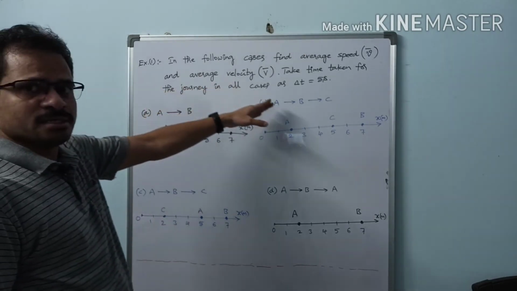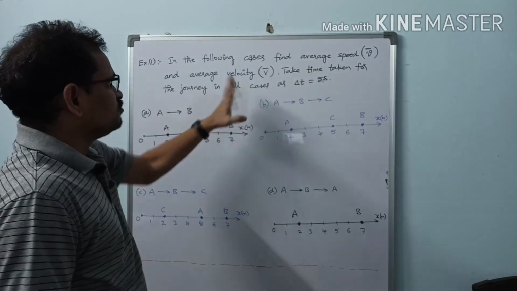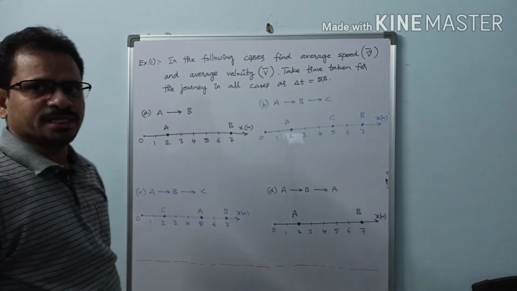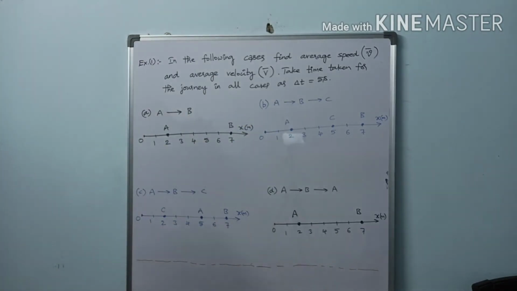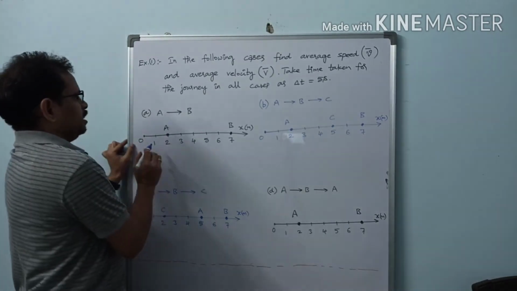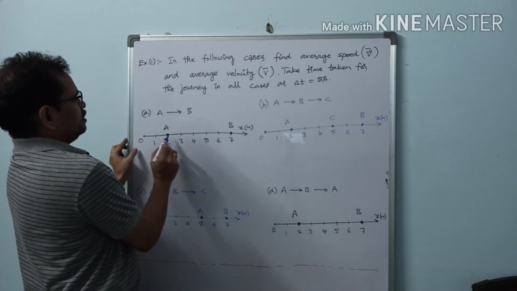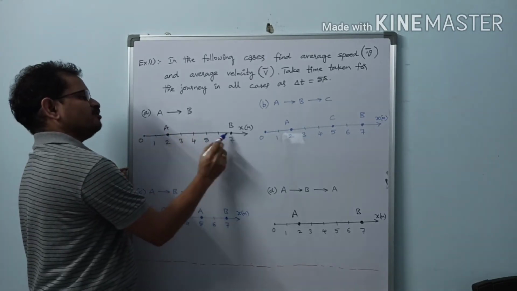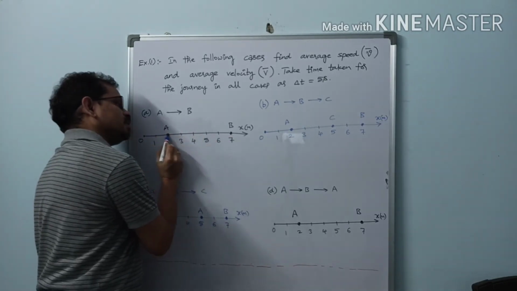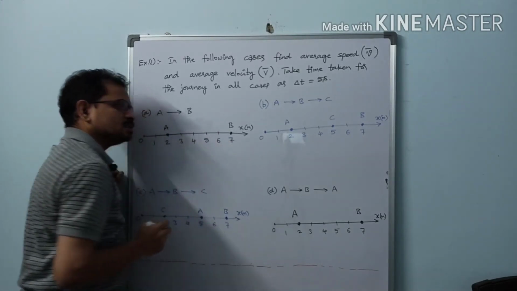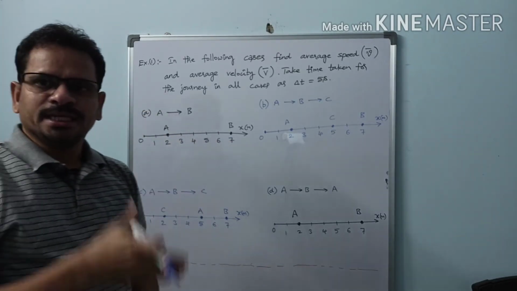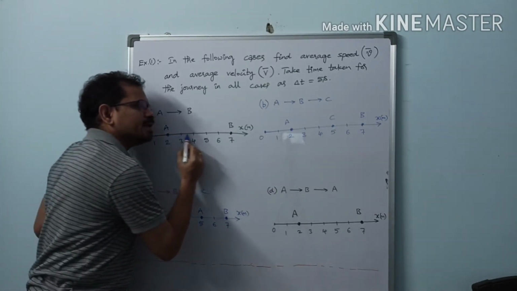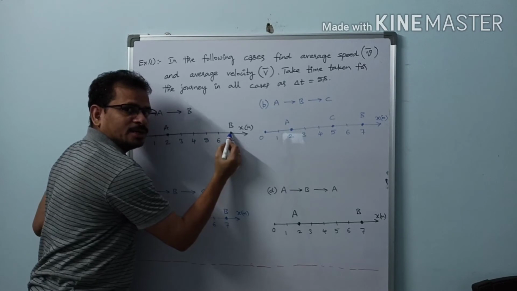In the following cases, find average speed and average velocity. Take time taken for the journey in all cases as delta t equal to 5 seconds. Let us check here first. Suppose a particle is moving from A to B. Initial position is A, final position is B. So it is going from A to B in this direction. What type of motion is it? It is a straight line motion, and it is in only one direction, towards the right from A to B.